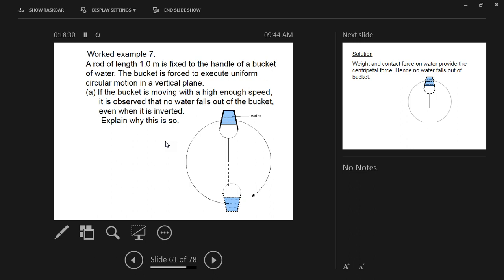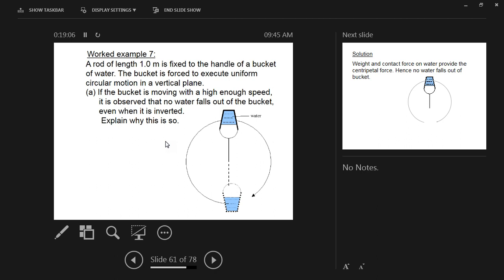Here we have something similar to the challenge one. Instead of balls in the pail, we have a bucket of water. You're told that a rod of length 1 meter is fixed to the handle of a bucket of water. The water is forced to execute uniform circular motion in a vertical circle. If the bucket is moving with high enough speed, it is observed that no water falls out of the bucket, even when it is inverted, upside down. So explain why this is so.